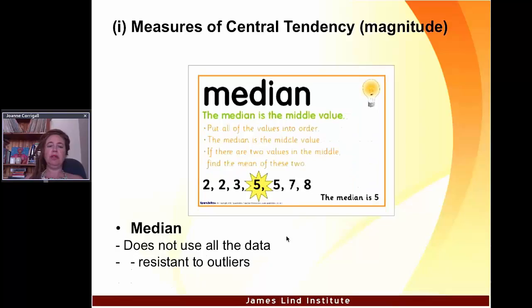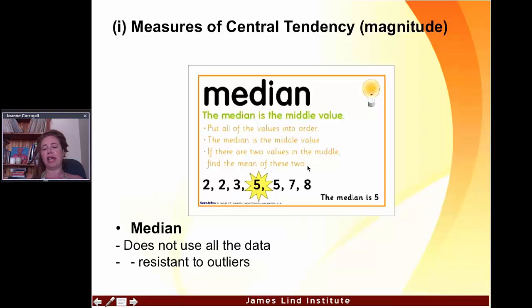So one of these that we can use is called the median. The median doesn't use every single data point. What it does is that first you order all of your data points numerically, so you can see it goes up from 2, 3, 5, 7, 8. And then we find the central or middle value. Here you can see very clearly that it's 5. And so here we would say the median is 5.